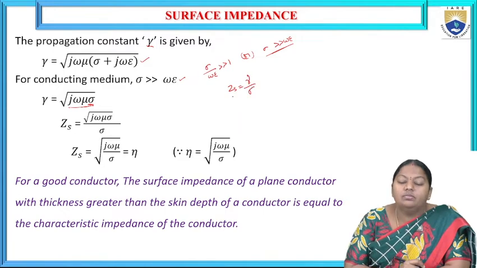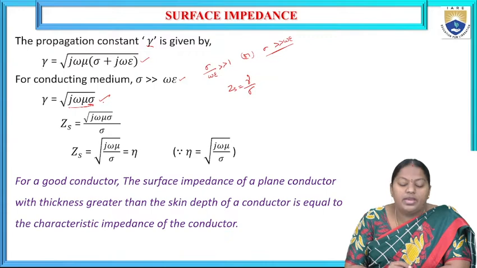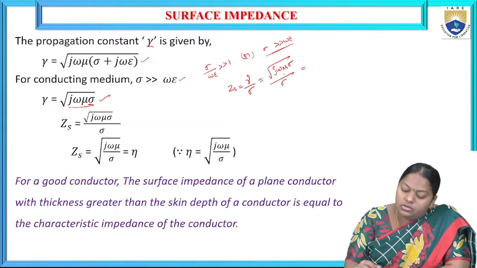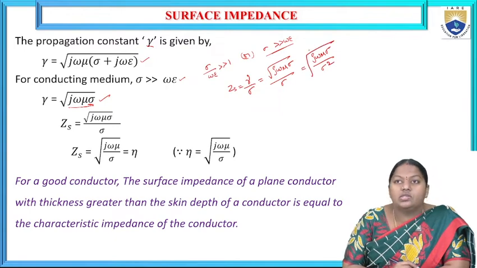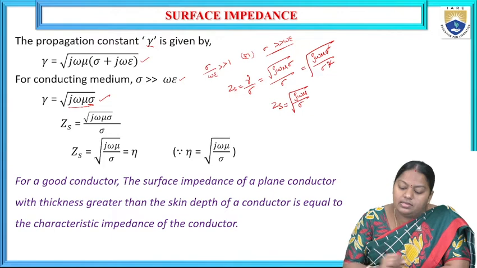gamma by sigma, right? Now from the propagation characteristics, gamma is obtained as root over j omega mu into sigma, right? So now substitute in place of gamma that relation, root over j omega mu into sigma, divided by sigma. This can be written as j omega mu into sigma by, if you take this sigma inside the root, then it becomes sigma square. This sigma and this square get cancelled. Zs is equal to root over j omega mu by sigma.